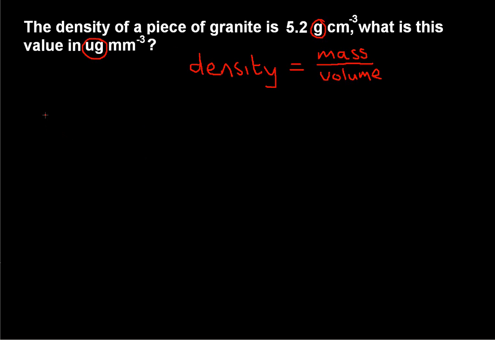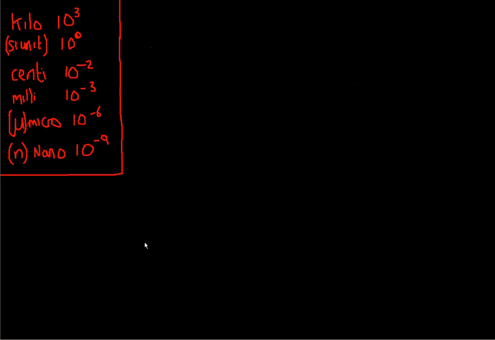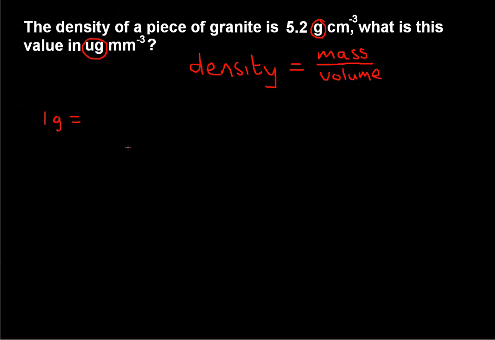Micrograms is minus 6. A gram is to the minus 0. So minus 6, so it must be 1 times 10 to the 6. Last time we did it to kilograms, so it was going to get smaller, but this time we're doing it to micrograms. So that means the number's going to get bigger, so it's going to stay to the positive 6.